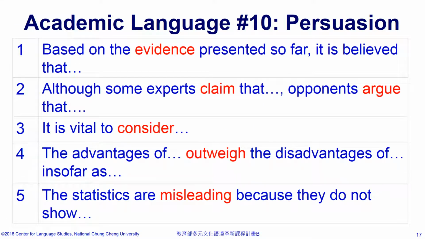To persuade the readers, we can use believe, claim, and argue to strengthen our viewpoints, or use outweigh and misleading to point out why our opinion is more reliable.